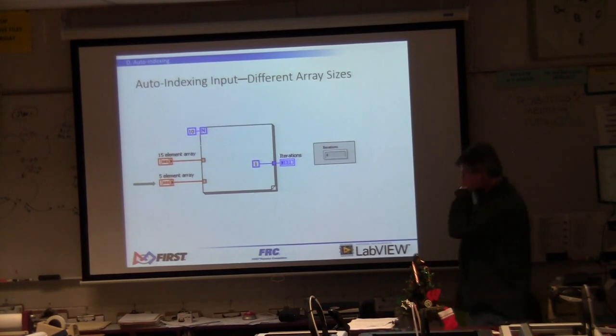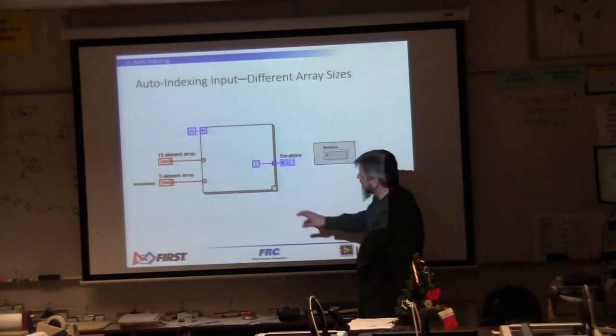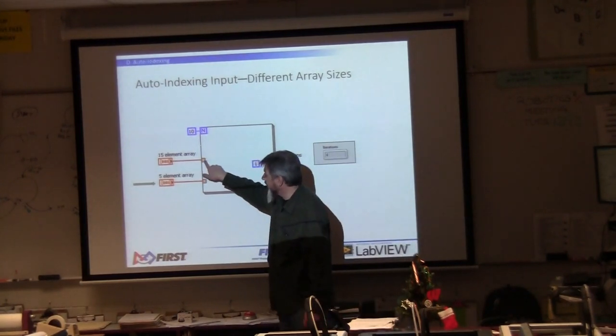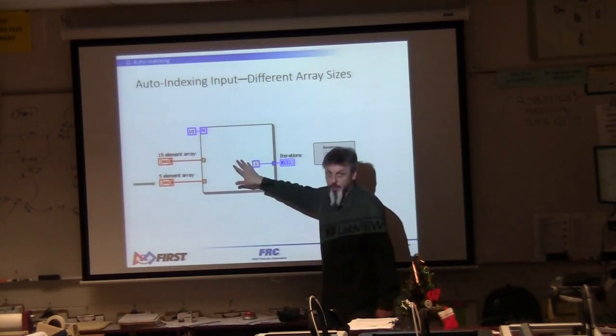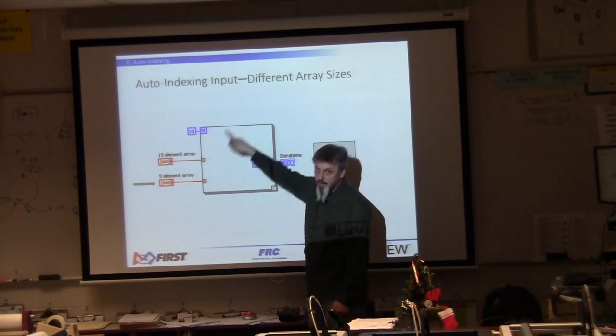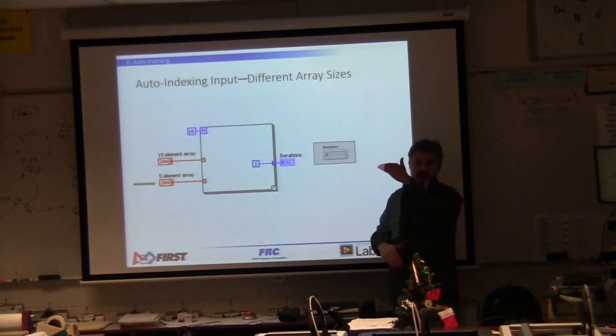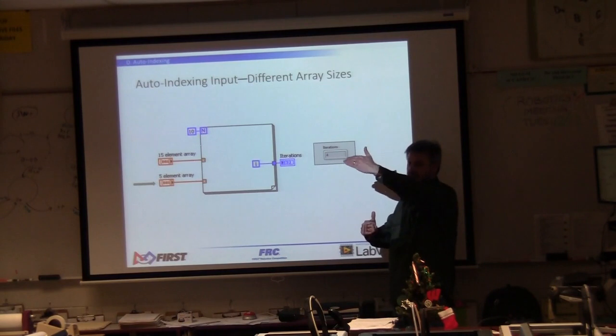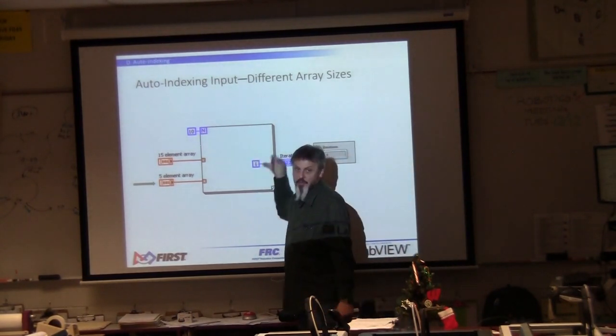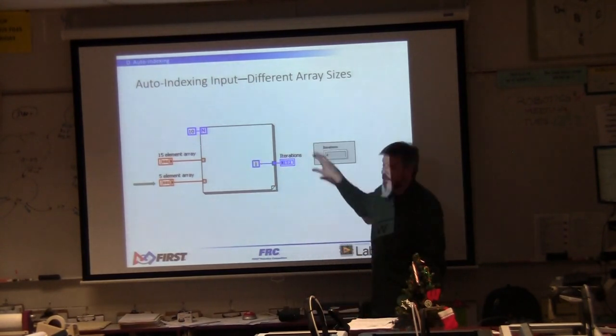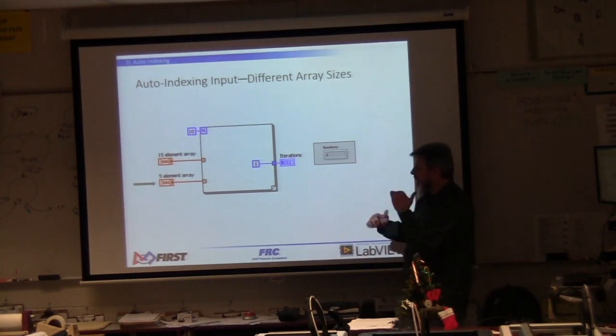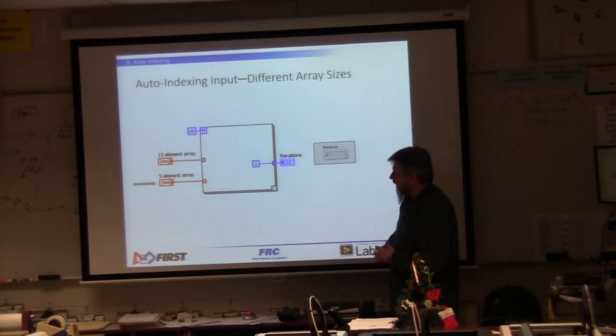One thing to note with a for loop is if you wire an array into a for loop with auto indexing, it will try and run that many times as there are items in the array. So if you have 5 items in the array, this loop will try to run 5 times. Okay, so that's why for loops and arrays work really well together.